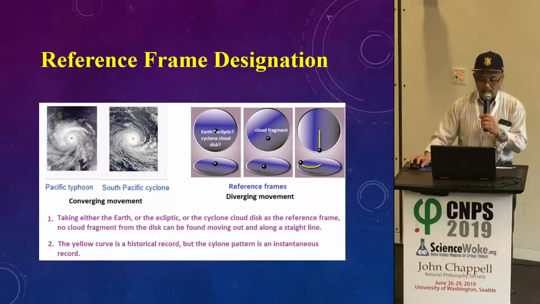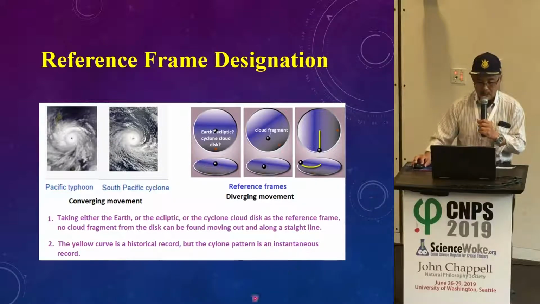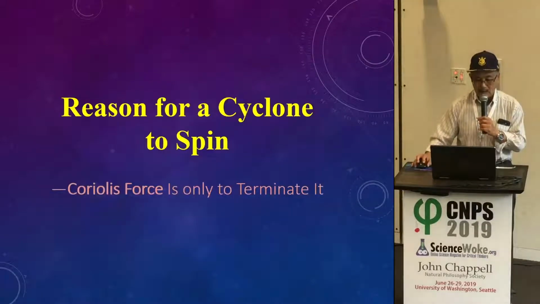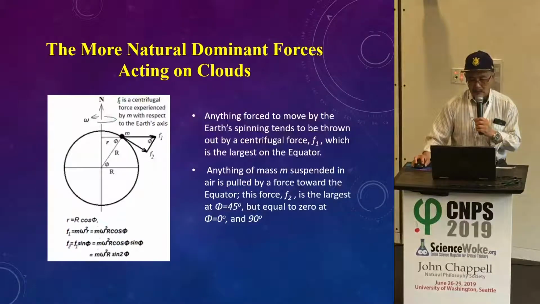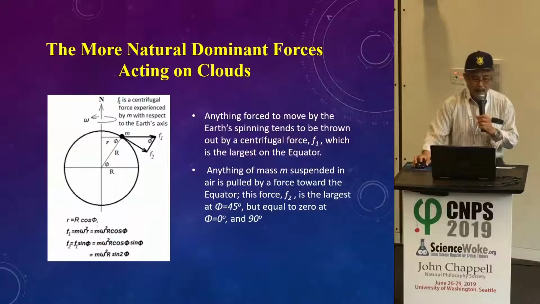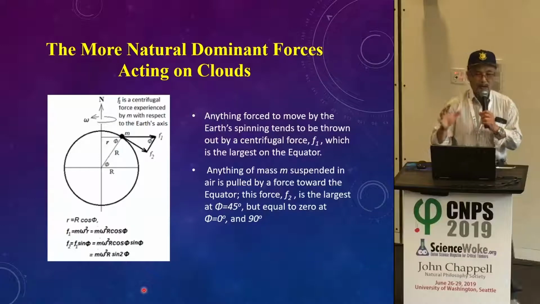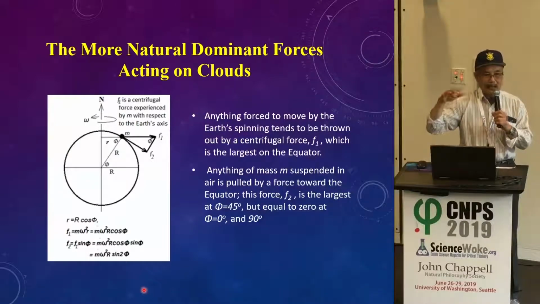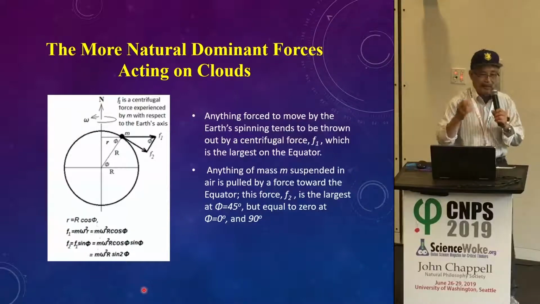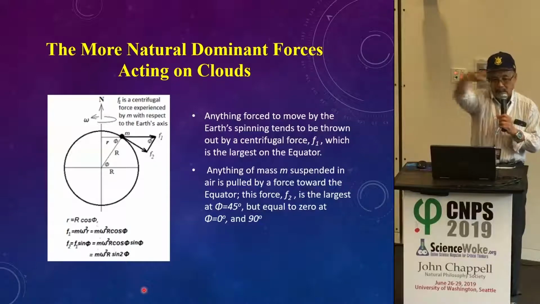Okay, now we go to the cyclone first. To start the cyclone, usually we should have some cloud, a big cloud disk. And between the clouds, there is neutral gravitational force bringing those clouds in.